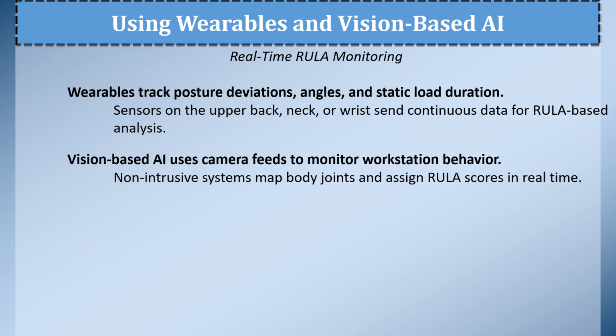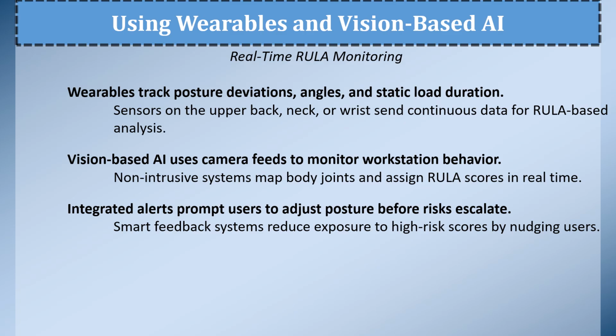Vision-based AI uses camera feeds to monitor workstation behavior. Computer vision tools such as those using OpenPose or AI-driven webcams can analyze posture from standard video feeds. These tools recognize human body landmarks and instantly generate posture scores without physical contact.